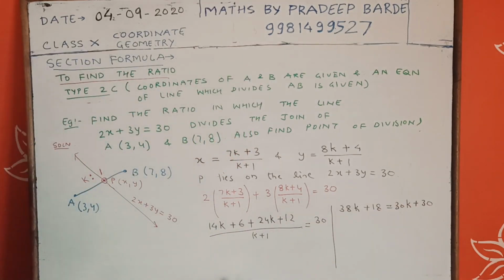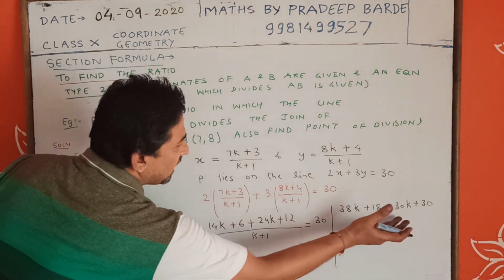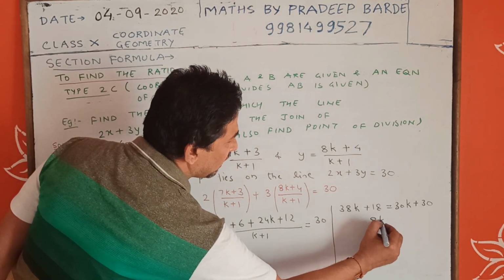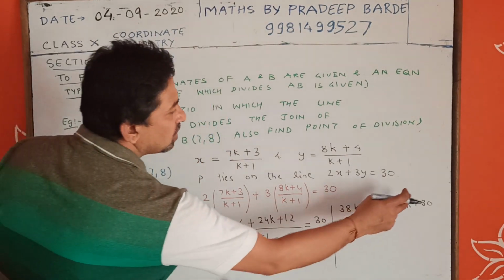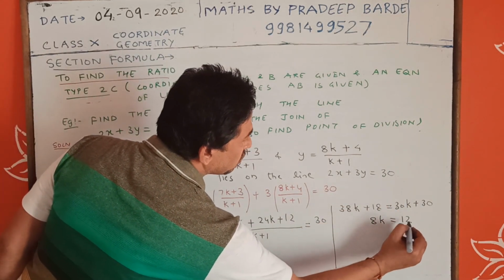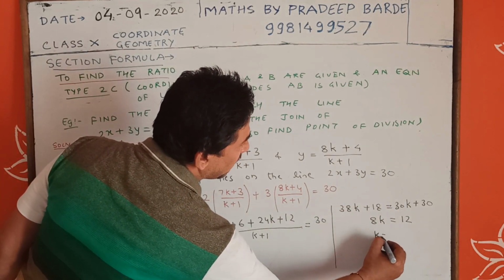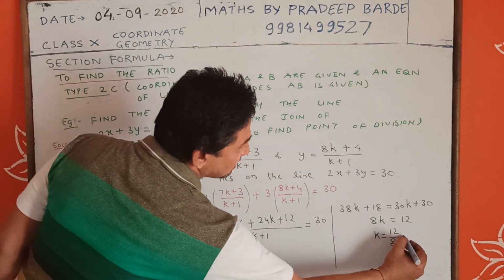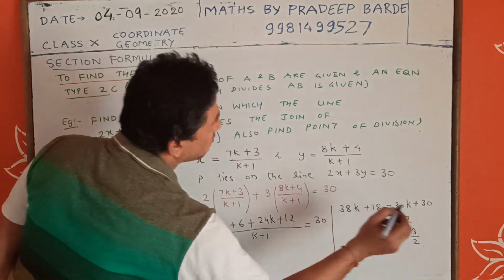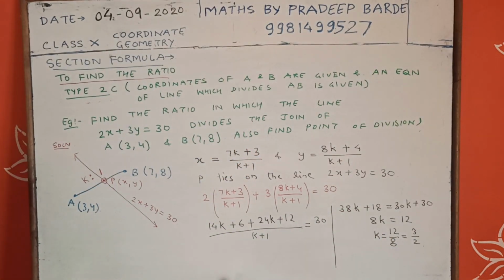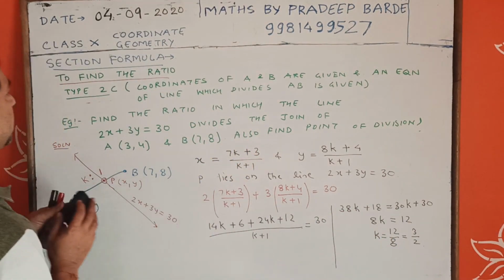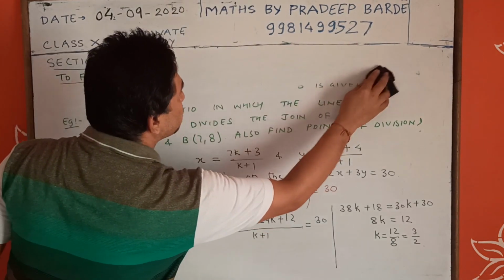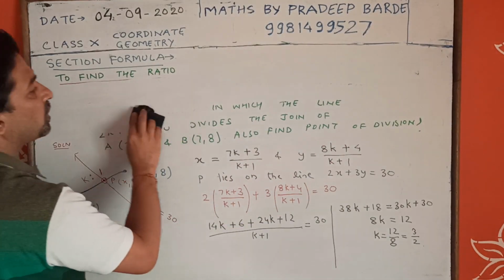plus 30. अब हम 30k को इधर ट्रांसपोज कर लें तो हमें मिलेगा 8k equal to 30 minus 18, 12. Therefore k is equal to 12 upon 8. 4 से कैंसिल करें तो 3 upon 2. बच्चों k की वैल्यू आ गई 3 upon 2. That means the ratio is 3:2.